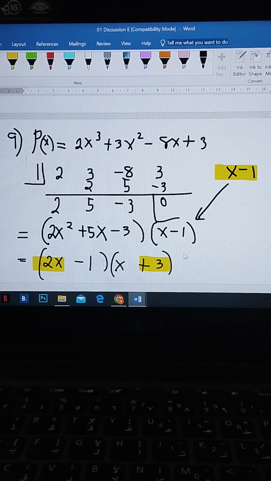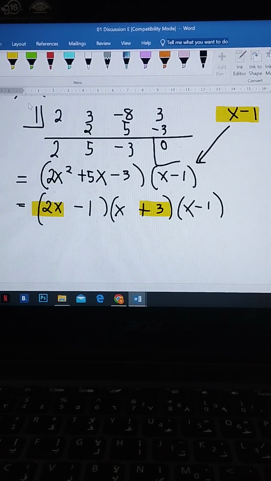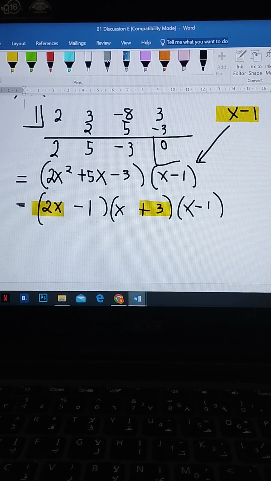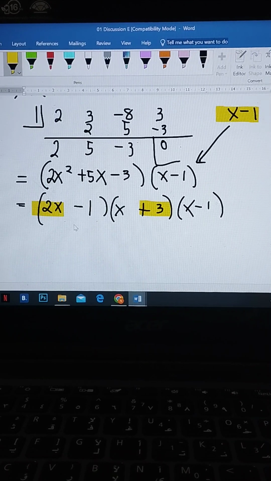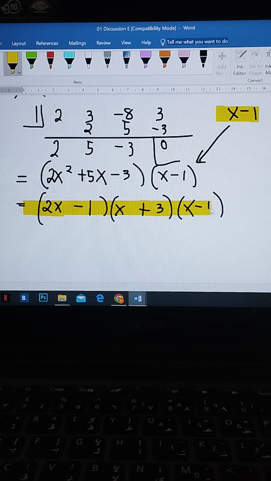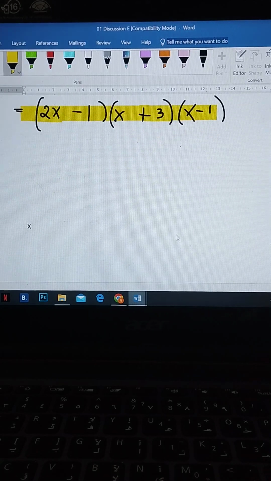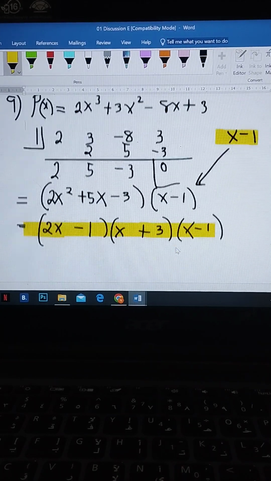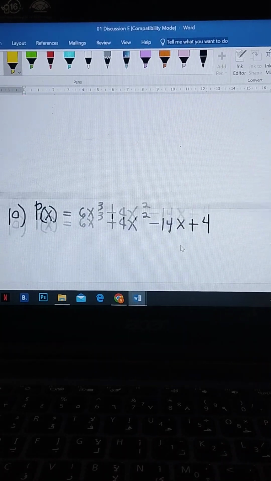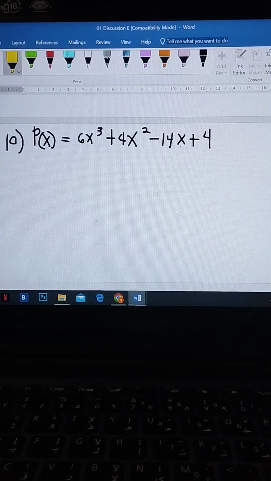Okay, so just bring down x minus 1. So the complete factorization now of the polynomial is simply equal to 2x minus 1 times x plus 3 times x minus 1. Okay, so there is still number 10.